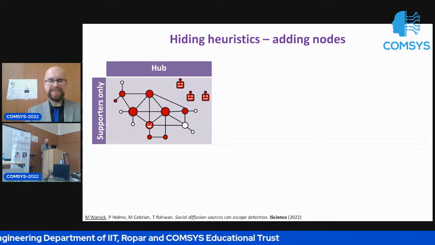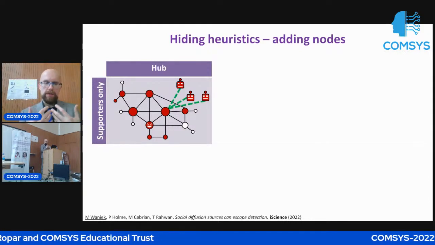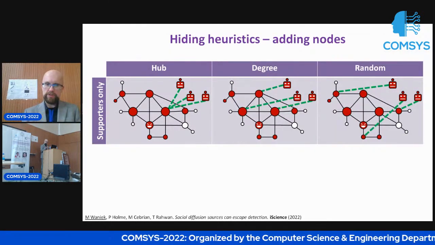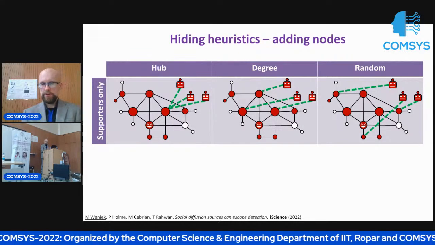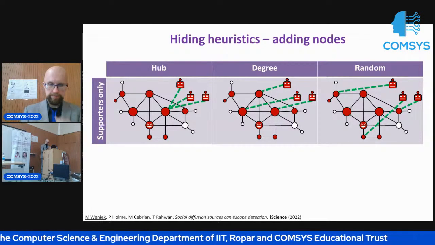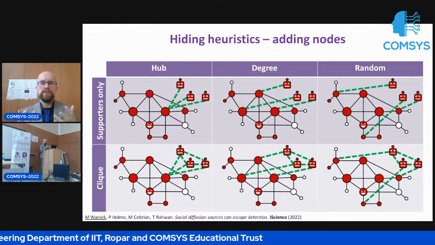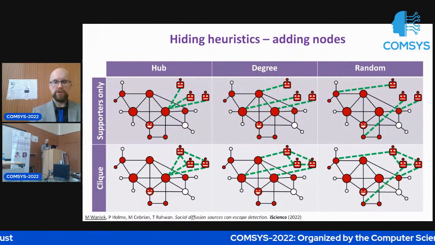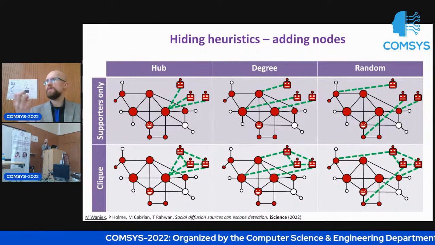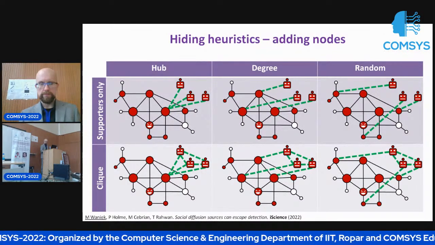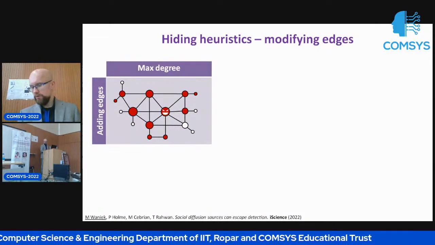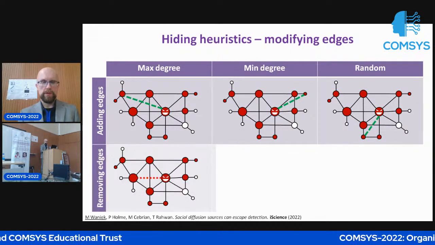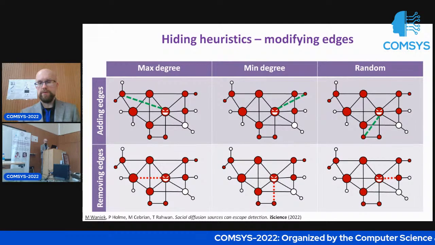First, heuristics that add nodes. We might connect all the bots to the same high degree node in the network. We might connect different bots to different high degree nodes in the network, or we might connect them completely at random. And we also consider two different variants of geodesic heuristics. So either we connect the bots only to existing nodes, or we connect the bots to the network as a cohesive group, as a closely connected clique. Similarly, when we try to modify the edges, we can add edges to high degree nodes, to low degree nodes, to random nodes, or we can disconnect the evader from high degree nodes, from low degree nodes, or from random nodes.